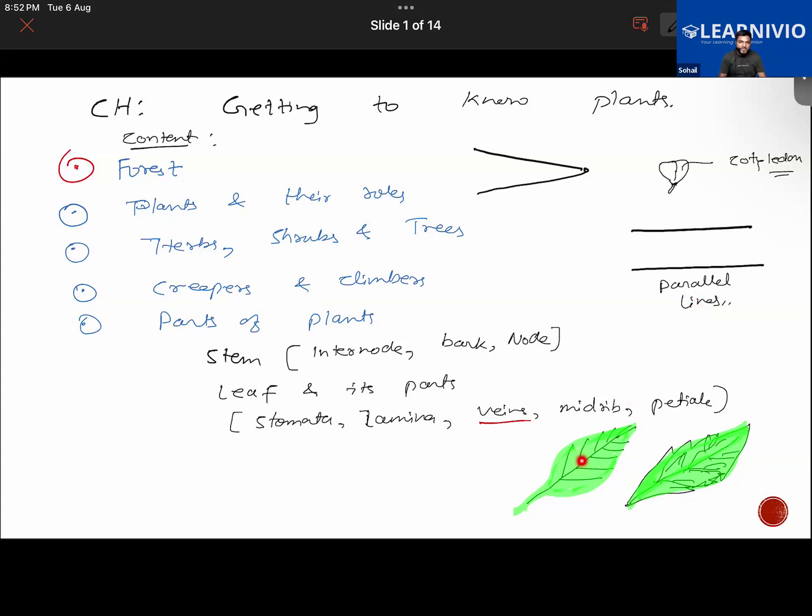So here also the veins are running in such a manner that they will never be meeting each other. So they are called parallel venation. And this one is branched, so it is called reticulate venation. So no need to worry. We'll be learning about that in detail.